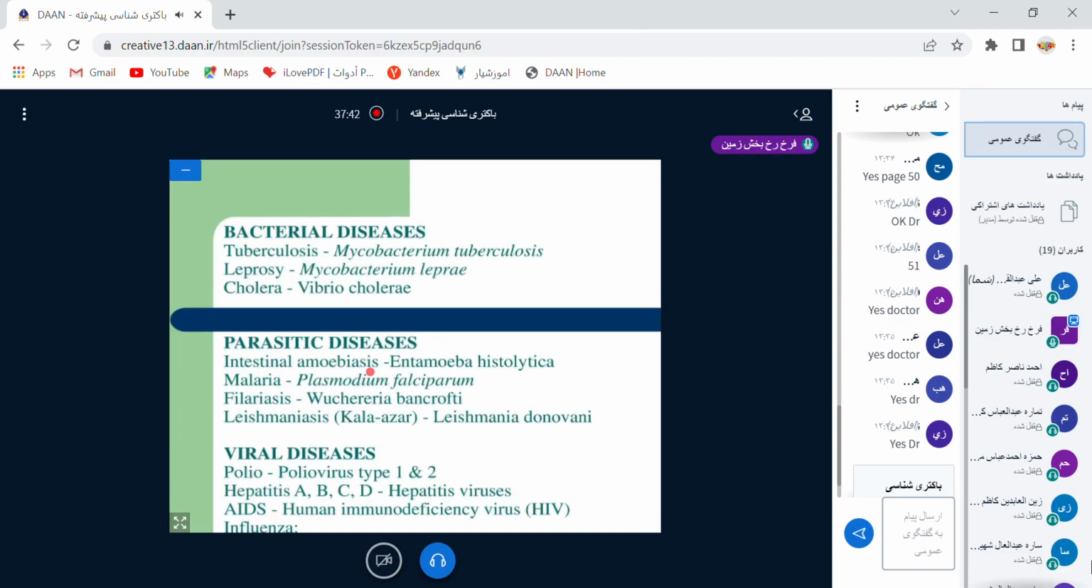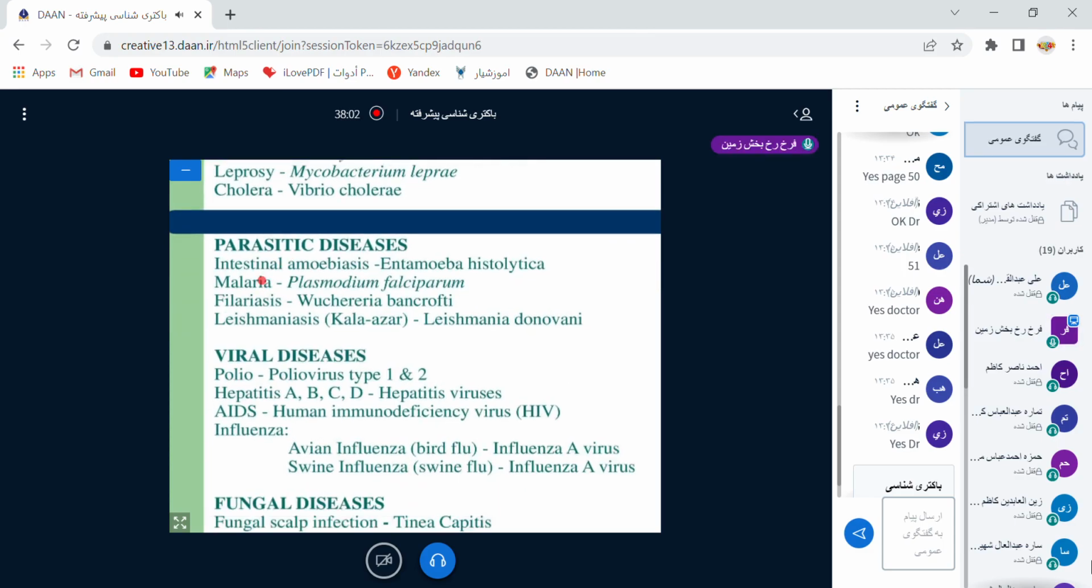Okay, so some important bacterial diseases are tuberculosis, by the agent Mycobacterium tuberculosis, leprosy, Mycobacterium leprae, and cholera, with the agent Vibrio cholerae. Parasitic diseases: some are intestinal, like amoebiasis. The most important amoeba is Entamoeba histolytica.